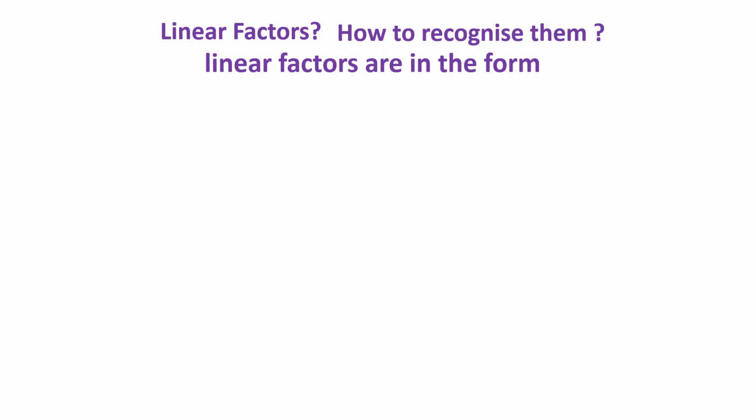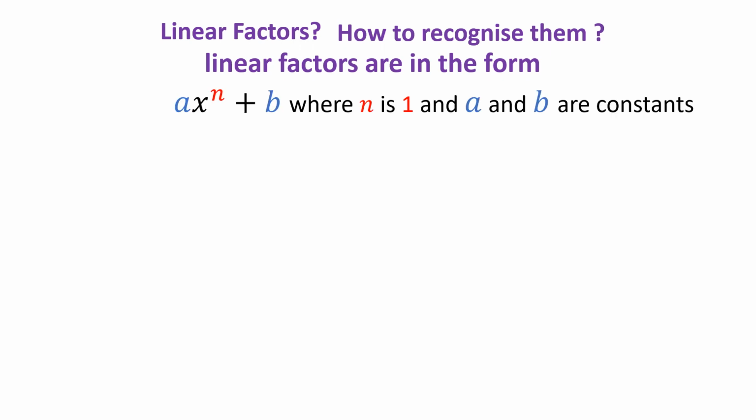So linear factors are in the form ax^n + b, where n is the power and n must be 1, and a and b are constants. So if you look at this form ax^n + b, there's only one variable, x, and the power must be 1, and a and b are constants.